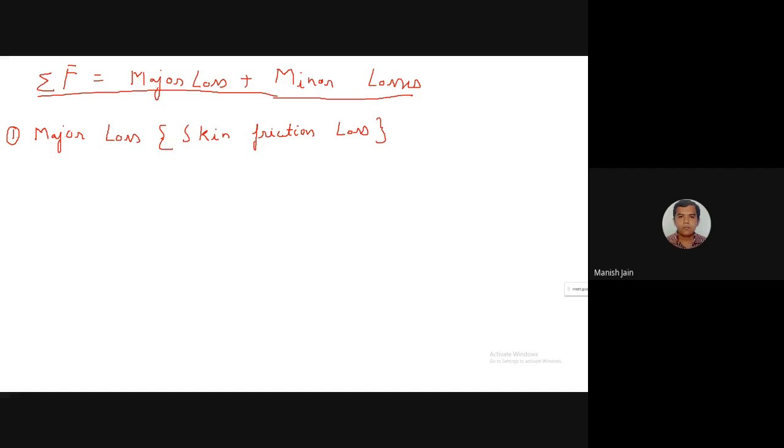We have already done this derivation before during the microscopic balance, so we will just repeat the same thing. For calculation of the major losses, you have to define a factor that is called the friction factor. So the major loss is calculated based on the friction factor.